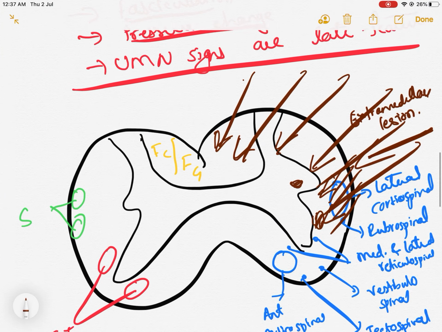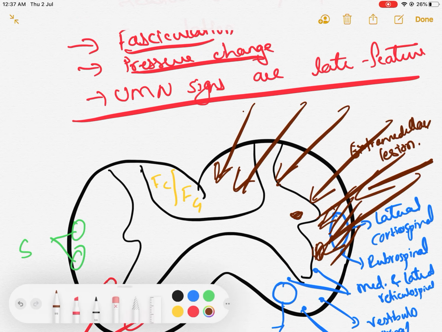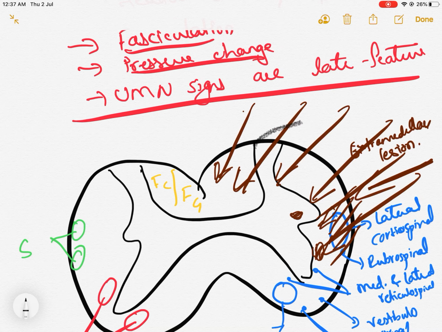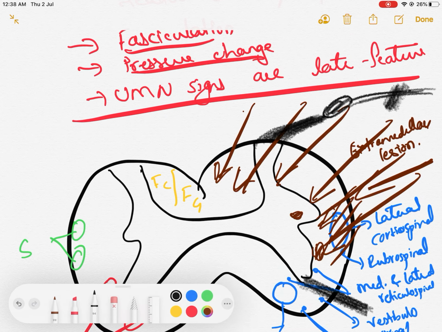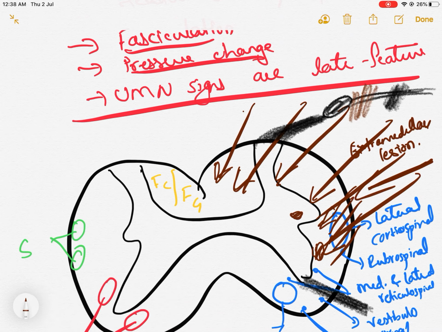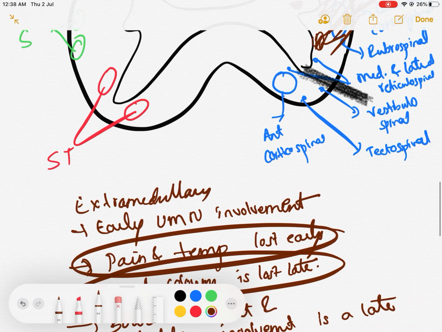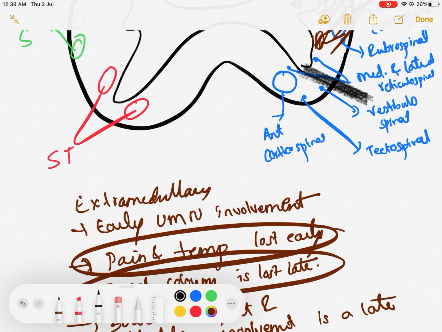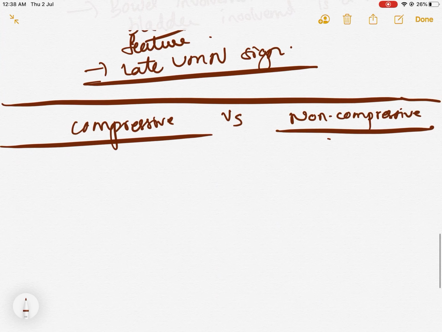So whenever there is a compressive lesion, like in this case, now suppose if you extend this, here will be a dorsal root, here will be a ventral root or the anterior root. So here will be the dorsal root ganglia and here will be the nerve trunks. Okay, so if there is any extramedullary lesion, it will compress this nerve root first. So whenever a nerve root is compressed, it typically causes something called root pain.